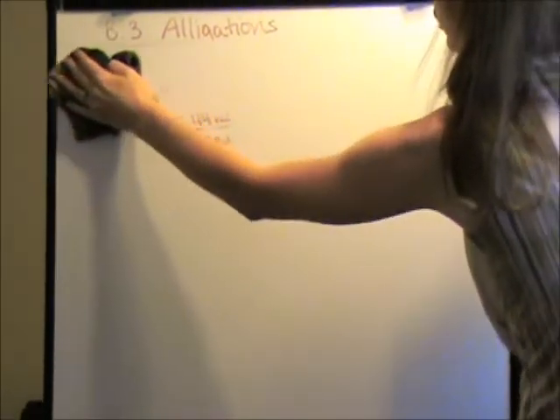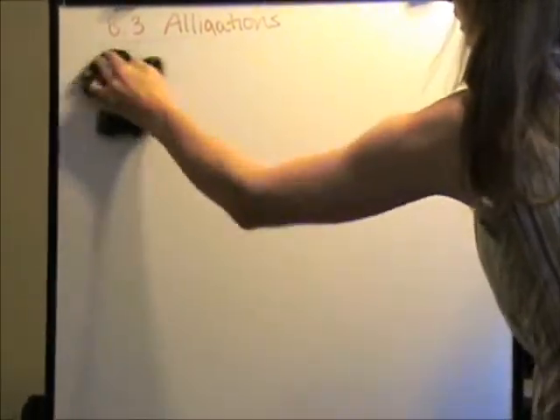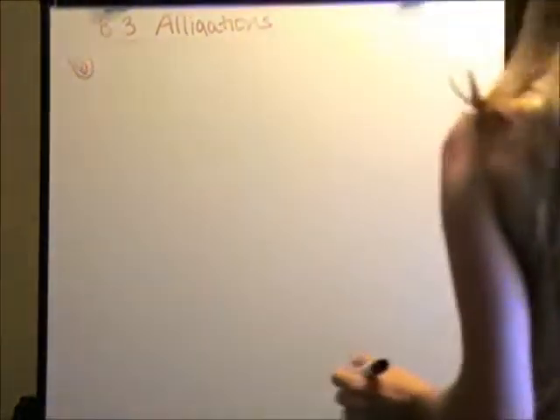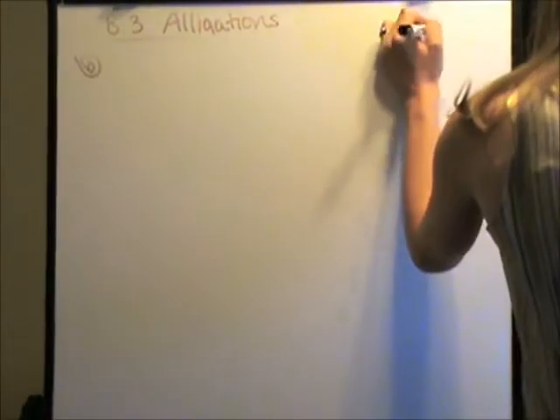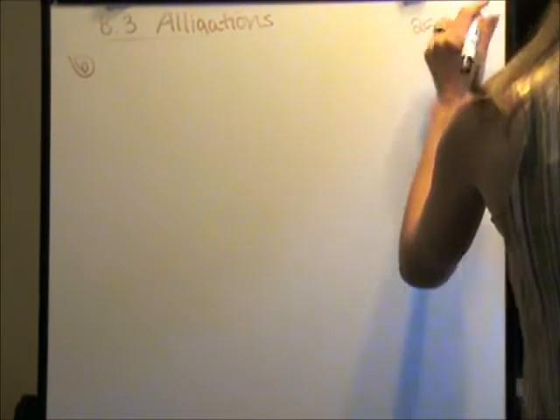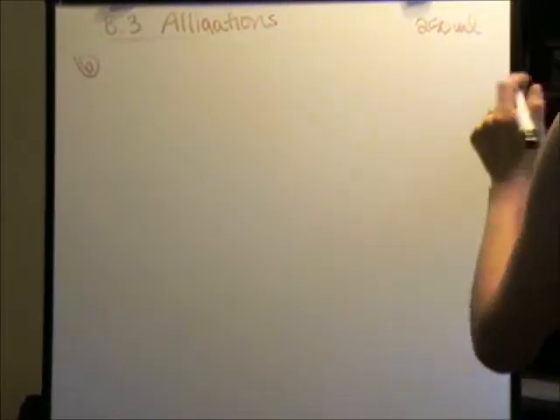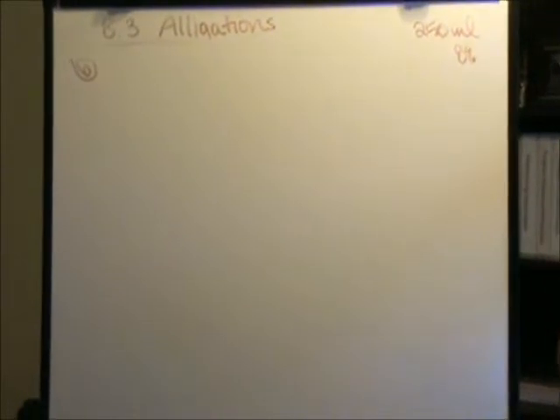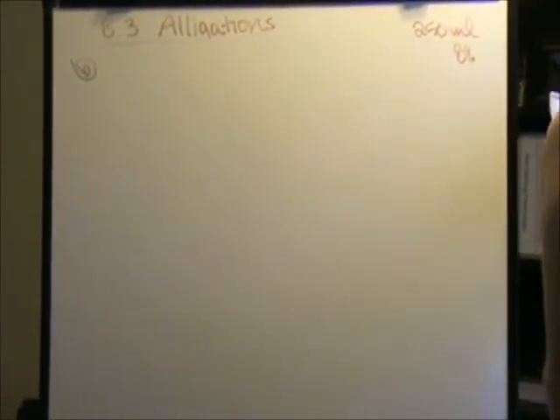So let's do one more of these and then move on to the other method that we'll look at. Let's look at number 6. Prepare 250 ml of 8% dextrose from dextrose 5% in water and dextrose 20% in water. How much of each is needed?